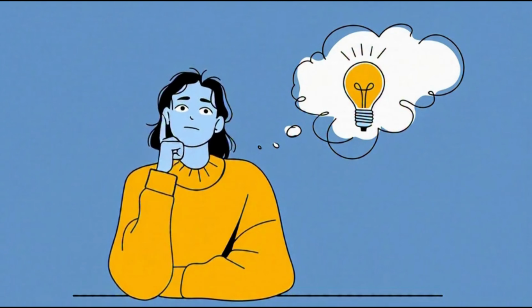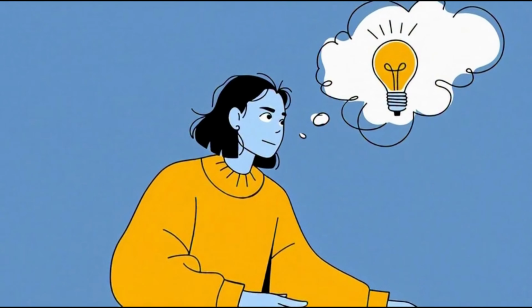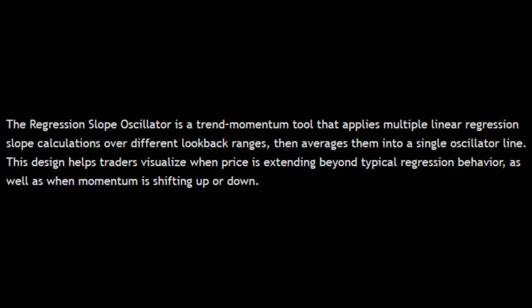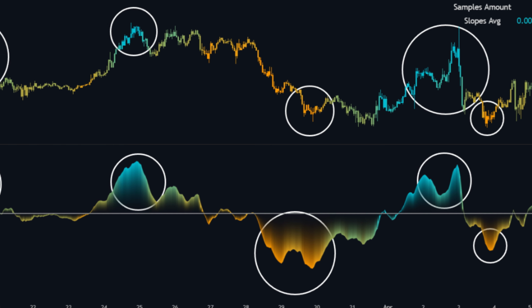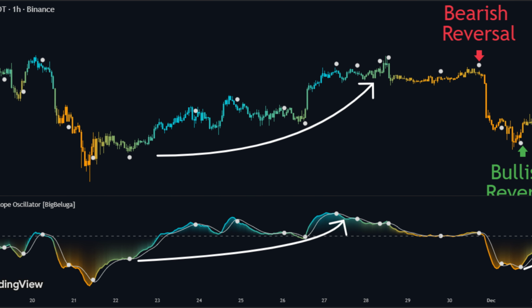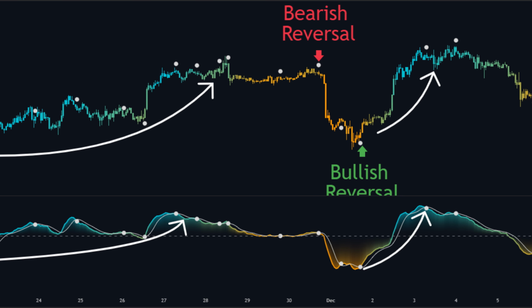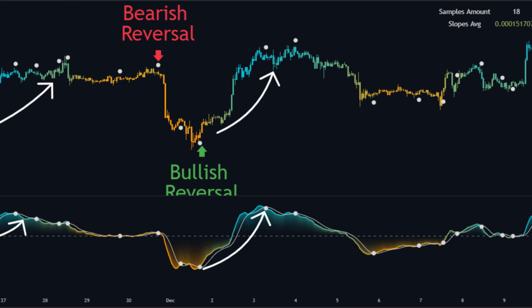I know you may be thinking, but what exactly is it? Well, it's a trend momentum tool that applies multiple linear regression slope calculations over different look-back ranges, then averages them into a single oscillator line. Its primary objectives are, number one, to highlight when price is extending beyond typical regression behavior, and number two, it can also be used to determine the trend momentum direction. We're going to go over how this indicator can do that in a bit, but for now, let's take a look at what this indicator is made of.